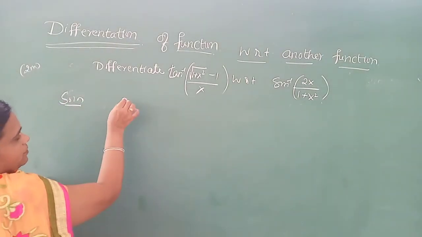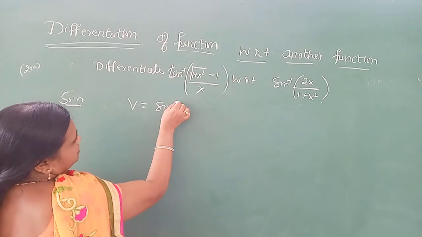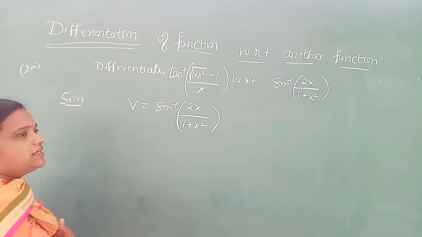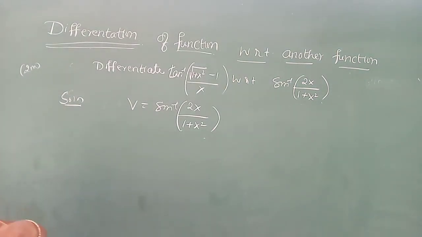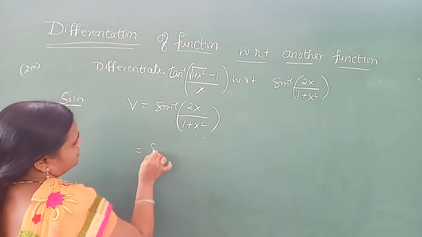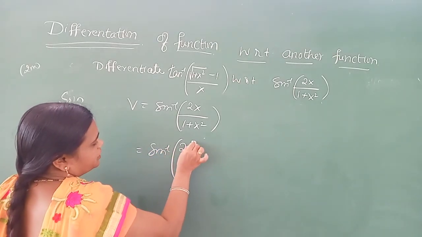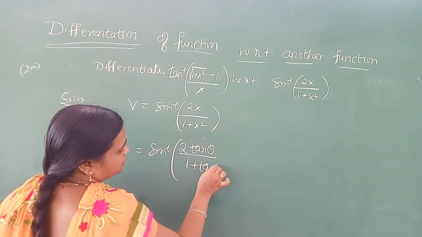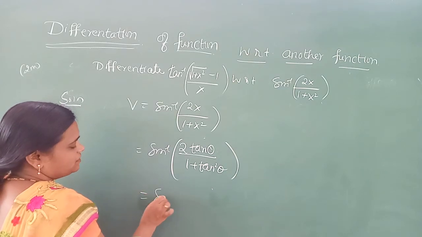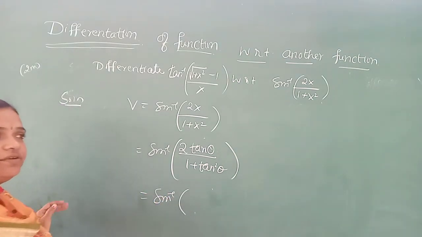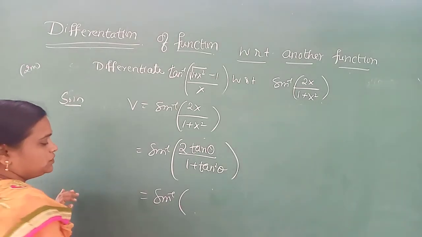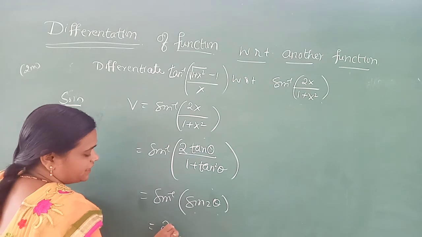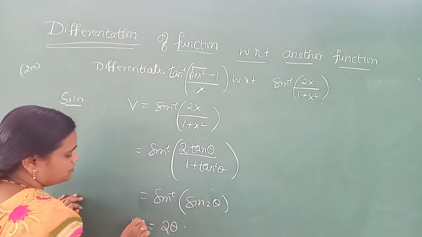Next one, what is v? v is sin inverse 2x by 1 plus x square. What we have done here, I already mentioned: put x is equal to tan theta. Therefore, we have to simplify. Sin inverse 2 tan theta divided by 1 plus tan square theta. Then we get sin inverse, and we know that 2 tan theta divided by 1 plus tan square theta is sin 2 theta. And we know that sin inverse sin x is x. What is our x here? 2 theta. This is v.